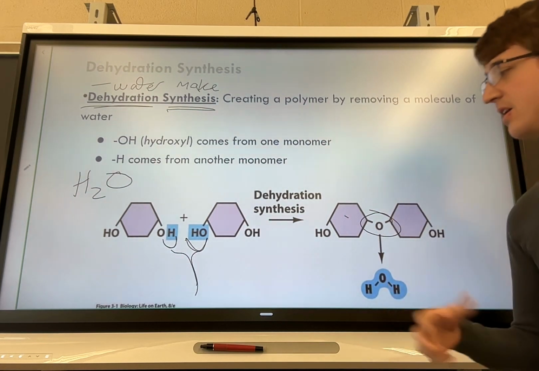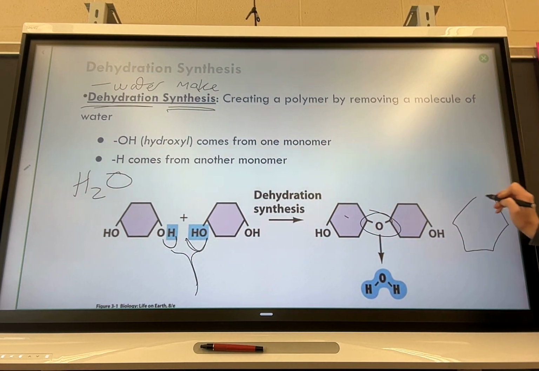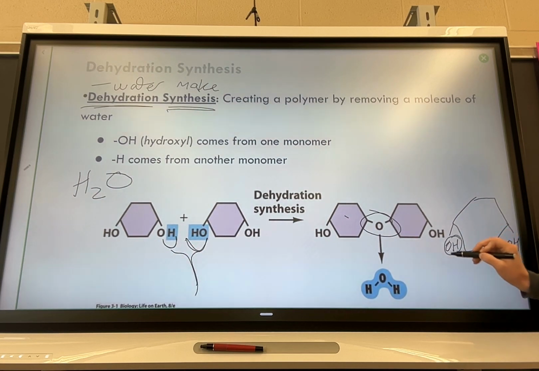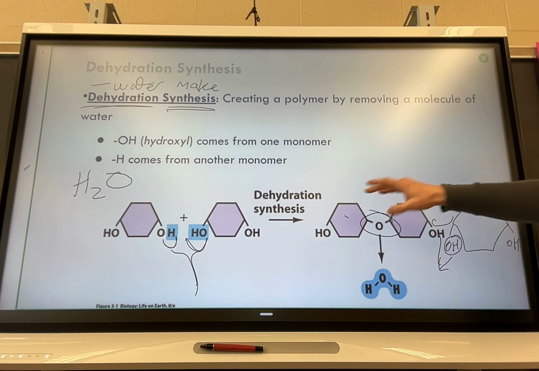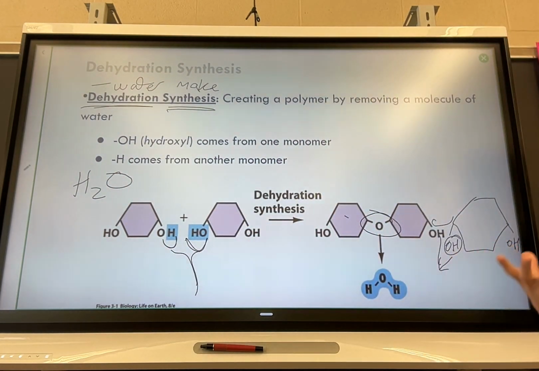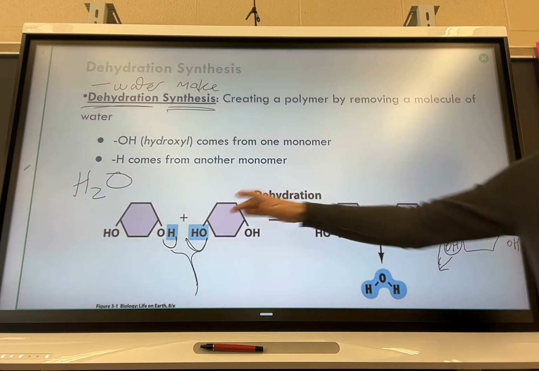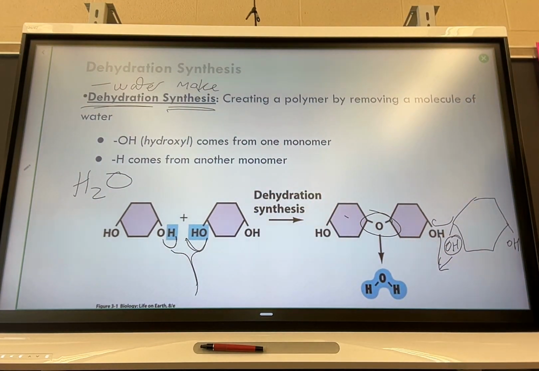If we wanted to add another monomer, again, we have this OH, another OH over here, so we'd take the OH from this, the hydrogen from this side, and we could bond it together through that other oxygen. So we can keep repeating this. Now, you won't always see hydroxyls. In the case of amino acids, we're going to find that there's amino groups that have nitrogen, but still the process is the same. We take water out to form a bond between two monomers.